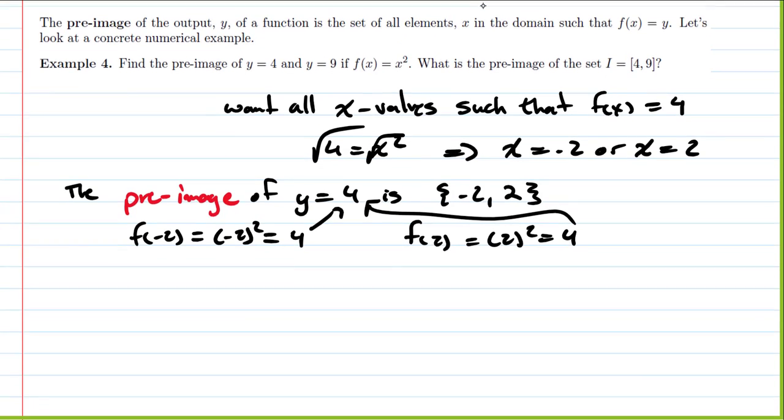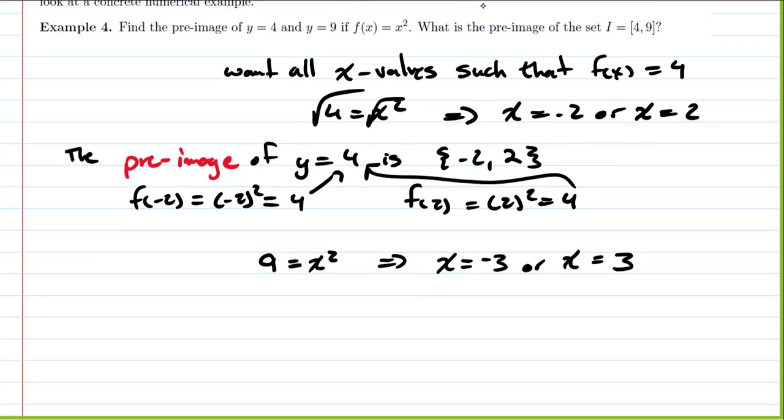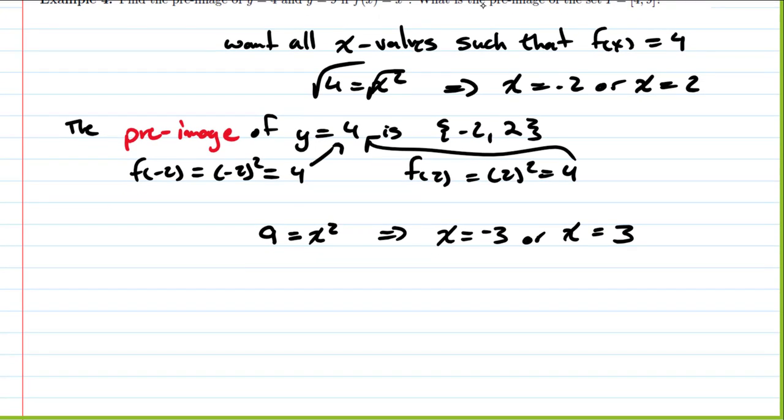All right, so for the pre-image of 9, we would do the same thing. So 9 equals x squared. We would take our square root once again. So x equals negative 3, or x is equal to positive 3. So then our pre-image would be the set {-3, 3}, right?